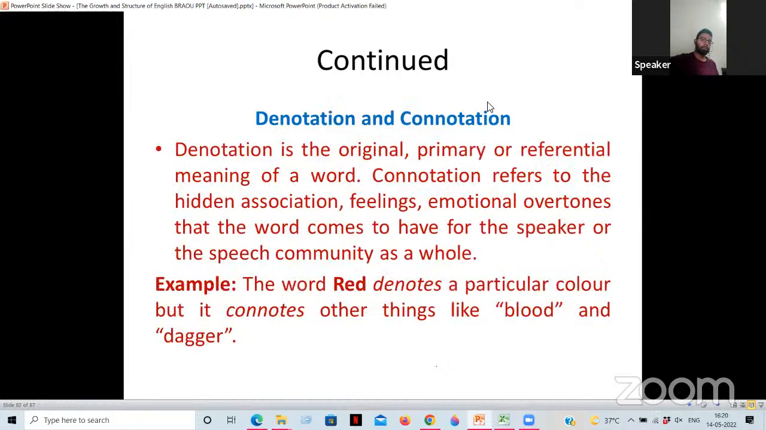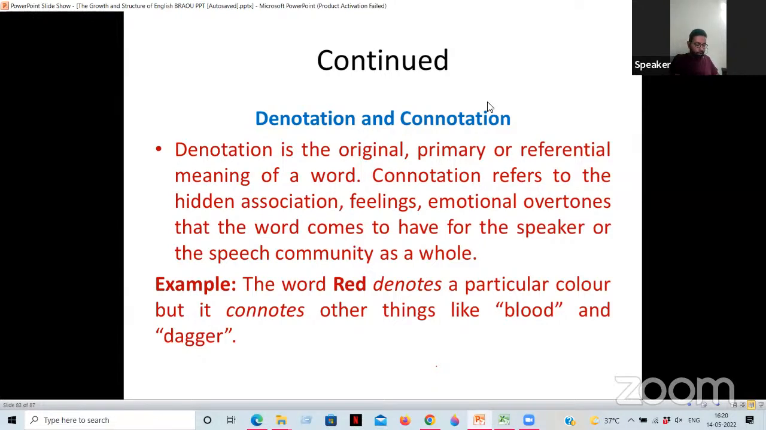Next one is denotation and connotation. Now this is also another form of creating new words, new meaning, new sense in a particular language. So what is denotation? Denotation means the surface meaning, the original or primary or referential meaning of a word. But connotation is the meaning associated within a particular culture, particular society, someone's feelings, emotions, overtones, all these things.